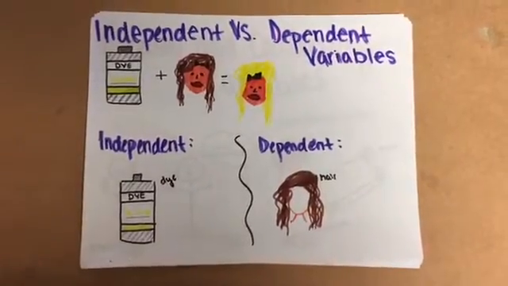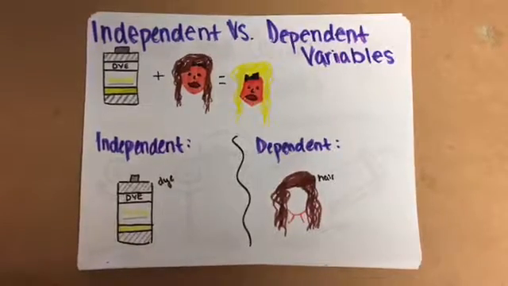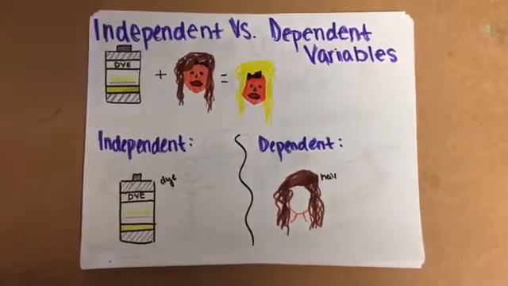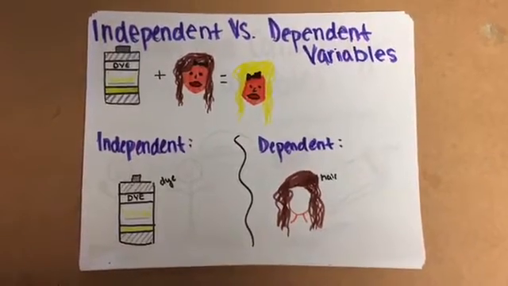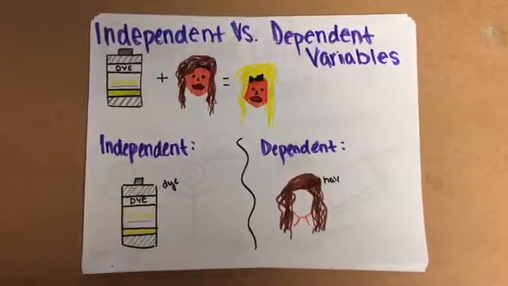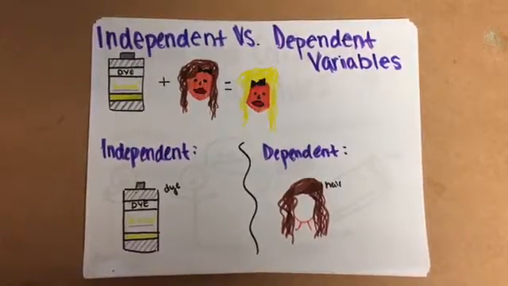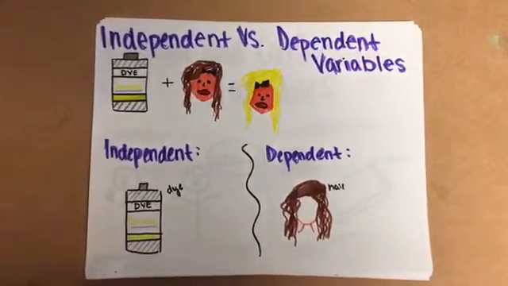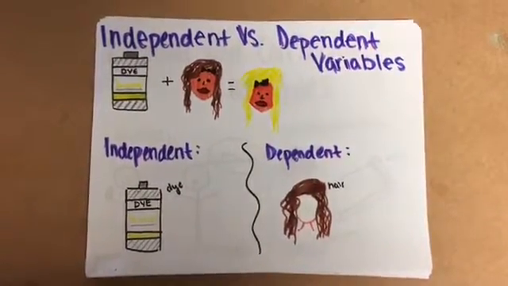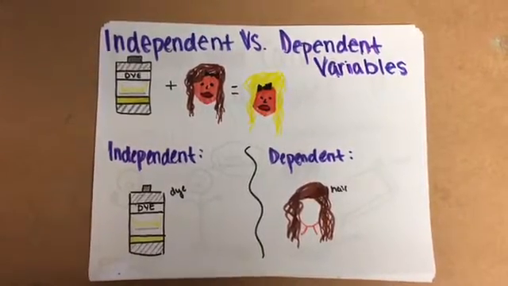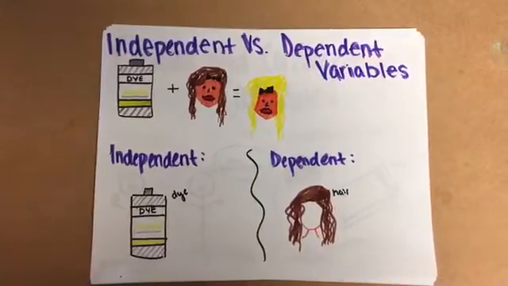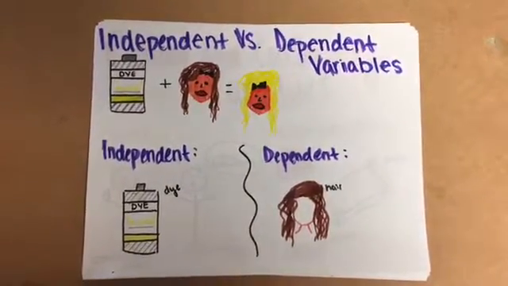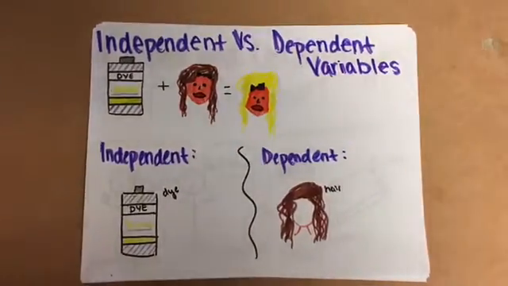Two main variables of an experiment are independent and dependent. An independent variable is a factor of an experiment that is manipulating an object or subject. A dependent variable is the variable that may change in response to manipulations. For example, if you are going to put hair dye in your hair, the dye would be the independent variable and the hair would be the dependent variable because the hair is manipulated whereas the dye remains the exact same.